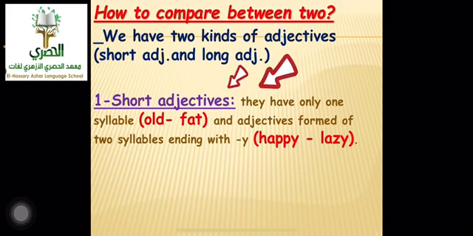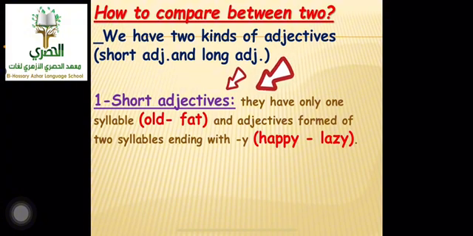What are short adjectives? Can you think? Of course, you see the answer. They have only one syllable, such as old, fat, tall, short, small, and so on. And adjectives formed of two syllables ending with Y, such as happy, lazy, crazy, easy, and so on. So short adjectives have only one syllable or two syllables ending with Y. Clear?